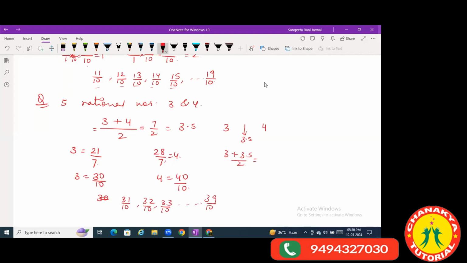Similarly, if you have the fractions 21 by 7 and 28 by 7, you can have so many in between. You can have 22 by 7, 23 by 7, 24 by 7, 25 by 7, 26 by 7. You can have those here also.